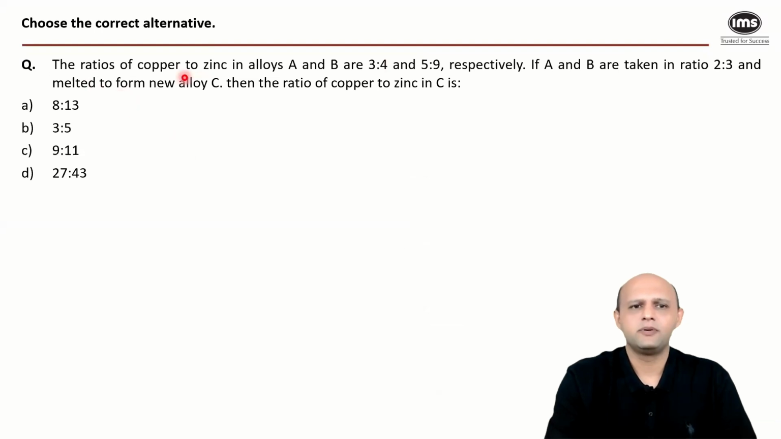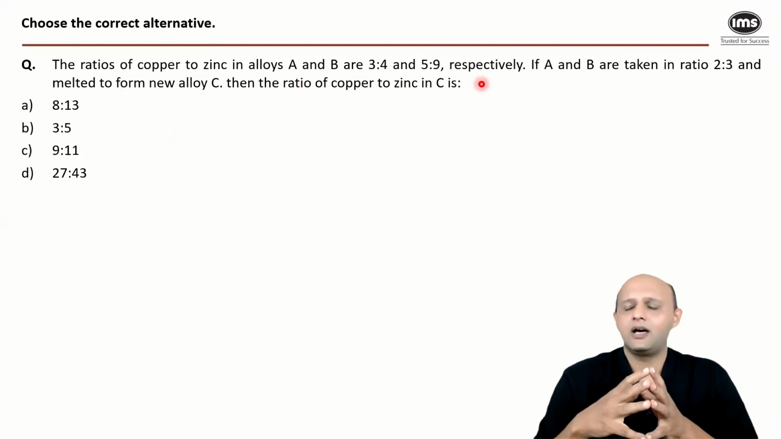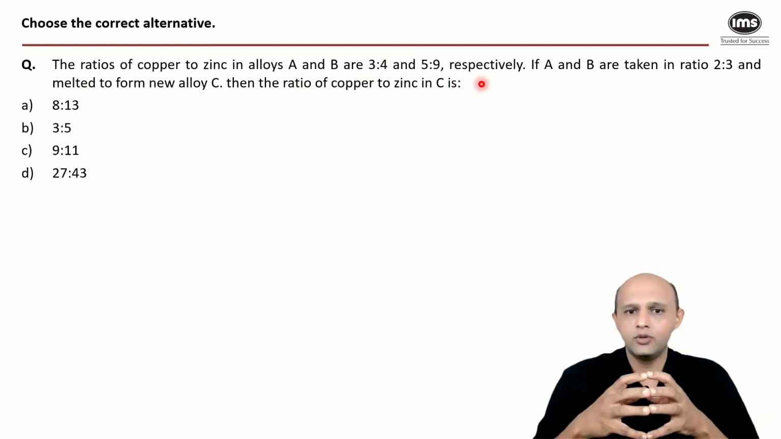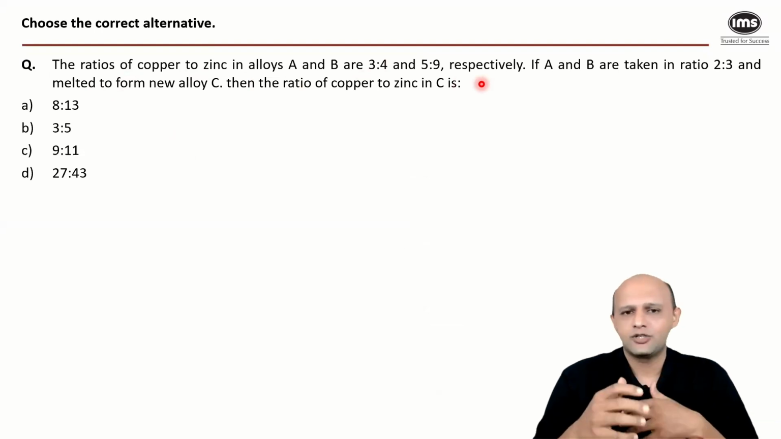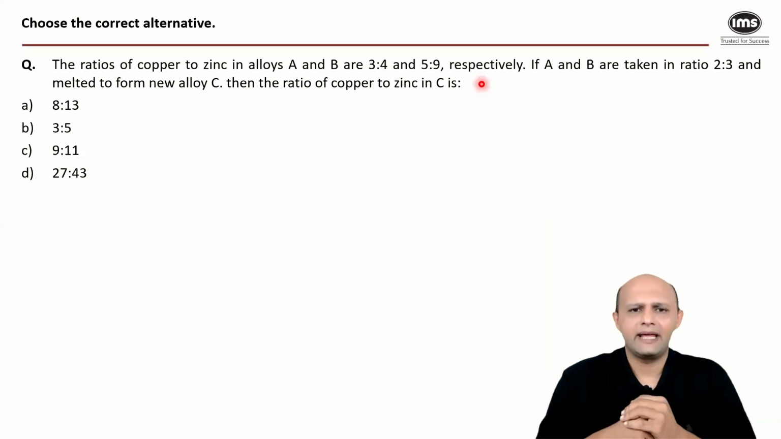The question says the ratio of copper to zinc in alloys A and B are 3:4 and 5:9. A and B are taken in the ratio 2:3 and melted to form a new alloy, which is C. Then the ratio of copper to zinc in that alloy is. Evidently a question on averages.